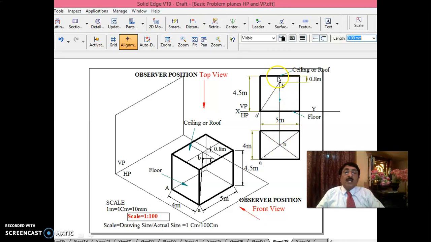This you should understand. It is hanging from the ceiling, 0.8 meter below the roof. This B dash and B will indicate that it is the fan motor which is hanging from the ceiling, 0.8 meter from the ceiling. B dash and B. B you get, you draw the diagonal, you get the center. Okay, that means it is center. This B dash and B will tell you it is a fan motor.